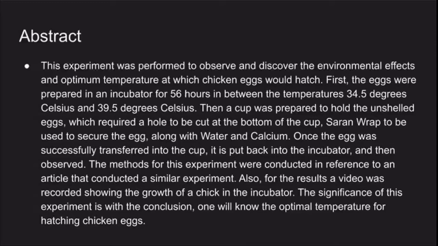Saran wrap was to be used to secure the egg, along with water and calcium. Once the egg was successfully transferred into the cup, it is put back into the incubator, and then observed. The methods for this experiment were conducted in reference to an article that conducted a similar experiment. Also, for the results, a video was recorded showing the growth of a chick in the incubator. The significance of this experiment is that with the conclusion, one will know the optimal temperature for hatching chicken eggs.